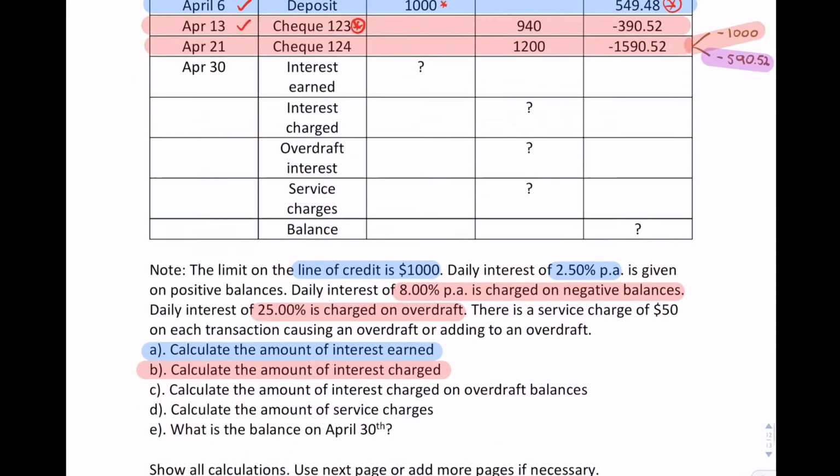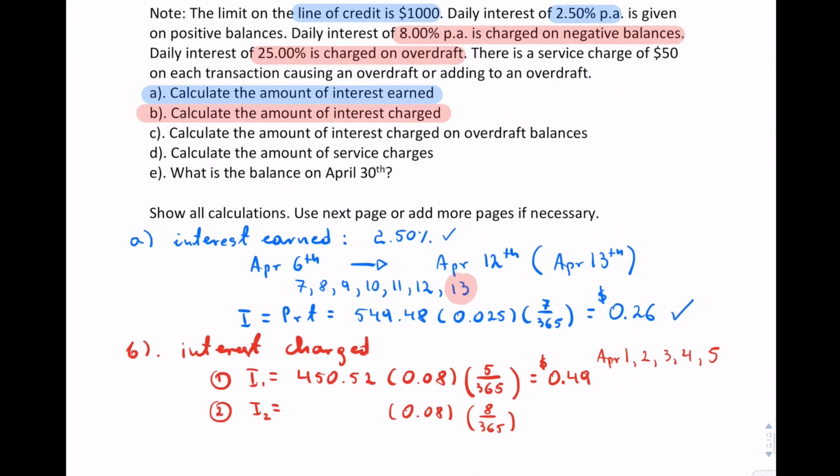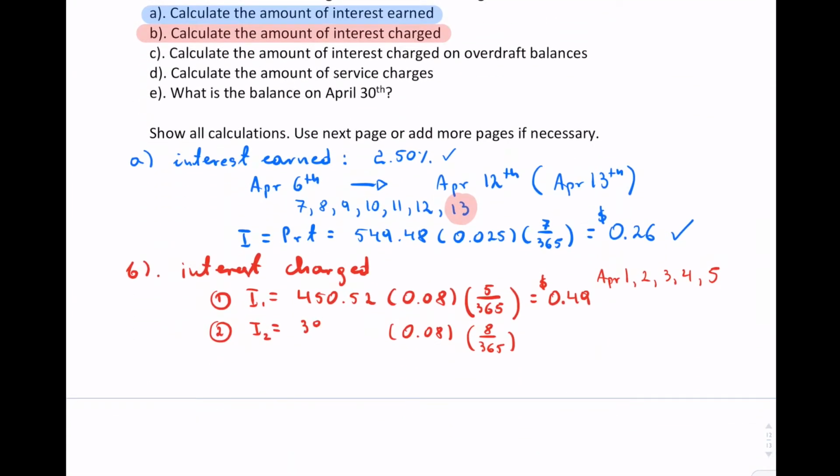And now that was 390.52. So 390.52. Now these are actually negatives. So what does that come out to? So punch it into your calculator. And we get 68 cents.